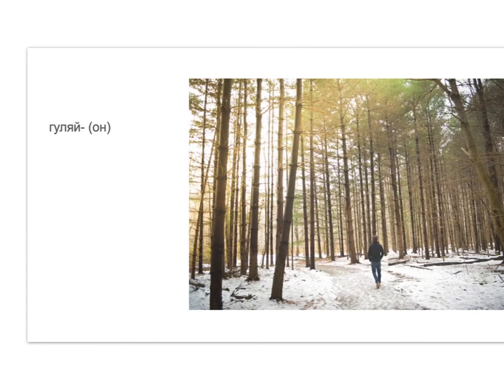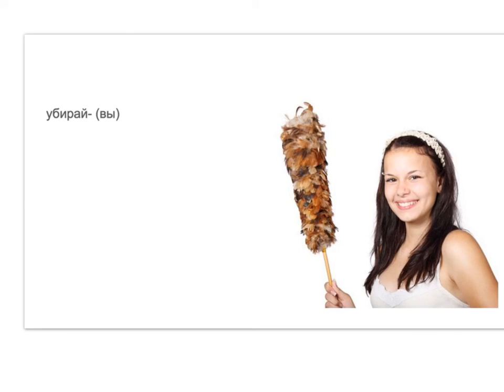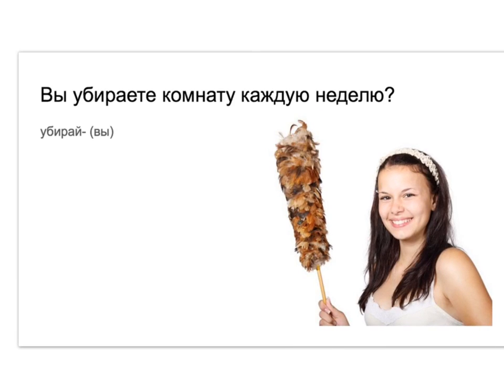Verb гулять, to take a walk. Verb stem гуляй. Он. Он гуляет в лесу. Verb убирать. Verb stem убирай. Вы. Вы убираете комнату каждую неделю?